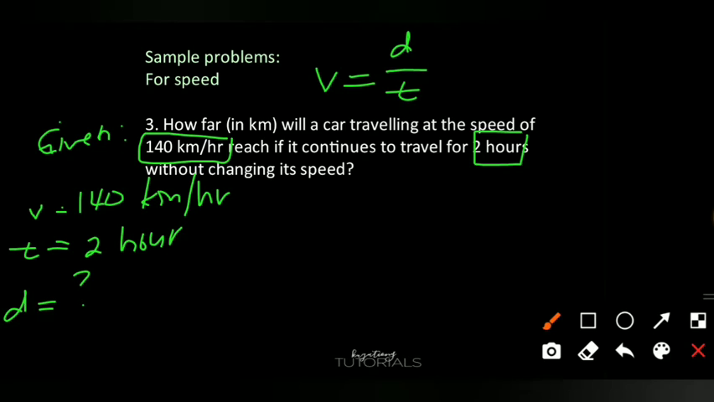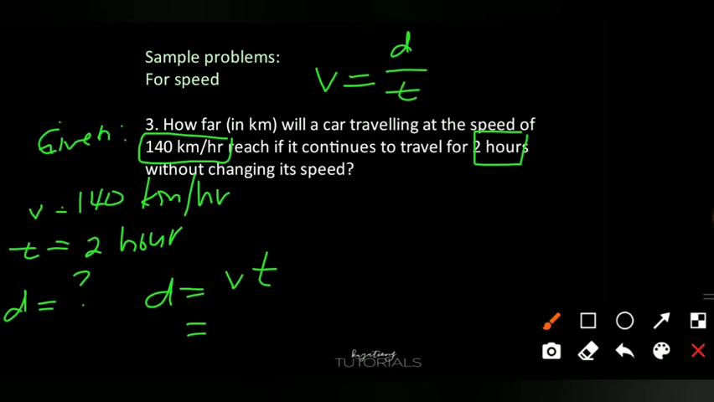So atong formula, if distance na po'y mawa, then given si speed o si time is distance equals speed, not s, but v. Speed times time. So ato ra silang i-multiply si speed o si time. By the way, kanang v speed na siya. Don't forget, si v speed na siya.